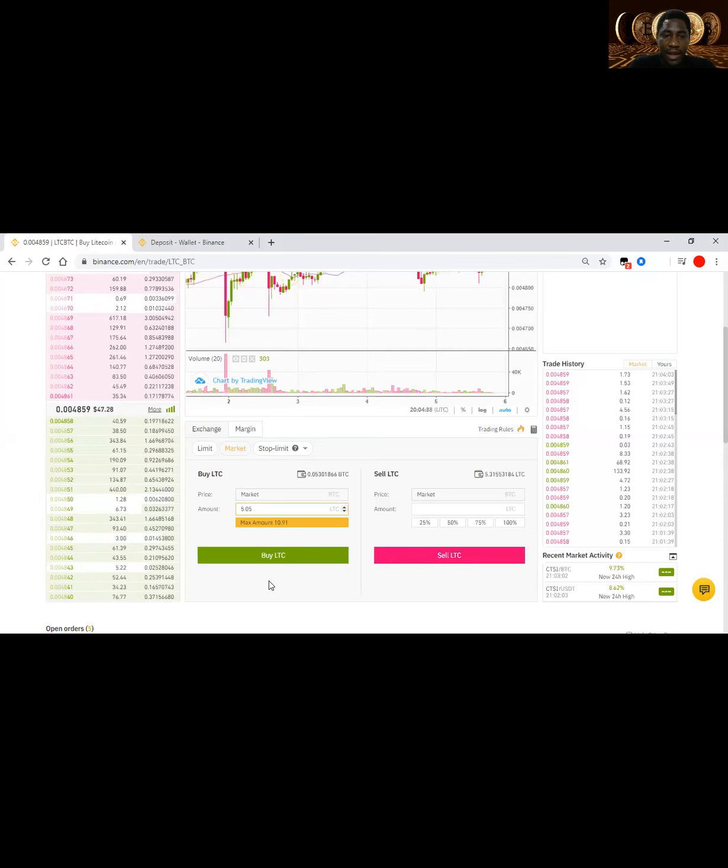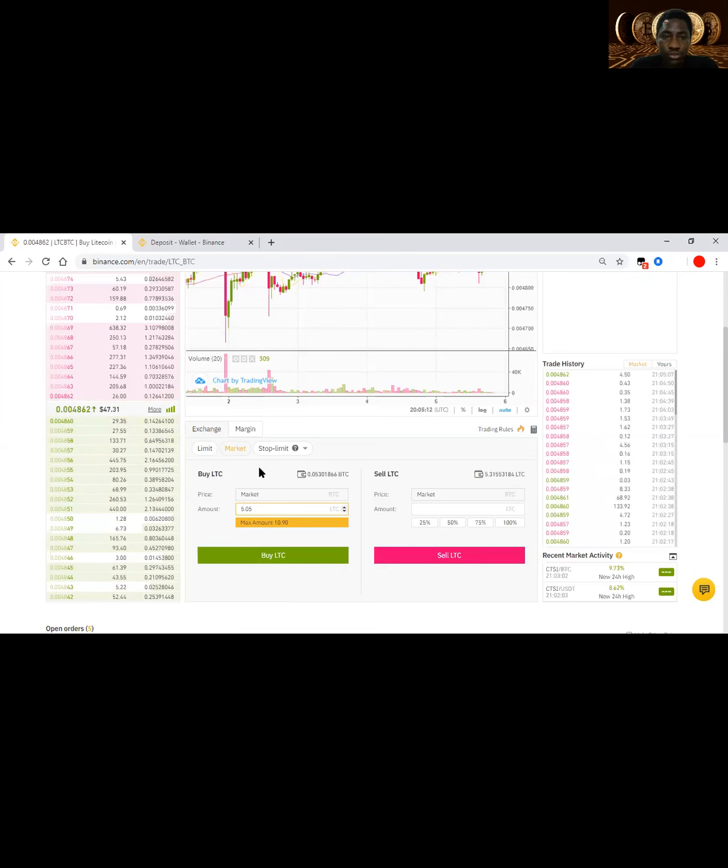So instant execution. If I click on buy now, guess what? Instantly, 5 Litecoin will be purchased with the amount of Bitcoin that is here. Market order is instant execution. You're not placing any order. You're not saying when you get to this so and so price, execute. No, it is instant execution. So if I click on buy now, it will take the current price. It means I am buying at this current price.